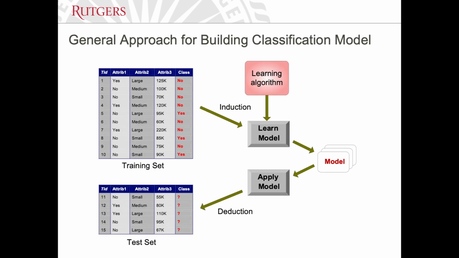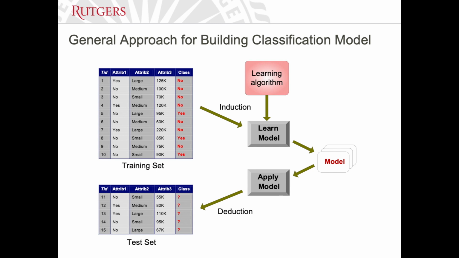This graph here illustrates a general approach for solving classification problems. The framework involves a two-step process. The first one is an inductive step for constructing a classification model from the data. The second step is called a deductive step for applying the model to test examples. In general, we divide the dataset into a training set and a testing set. For example, 80% as training and 20% as testing.